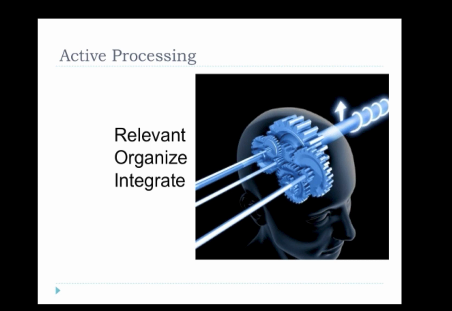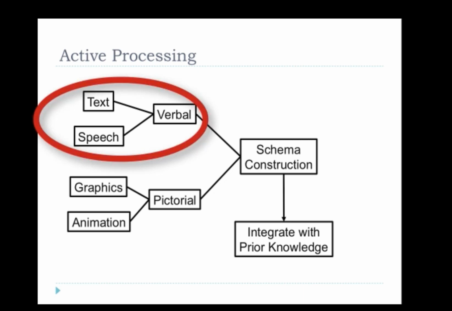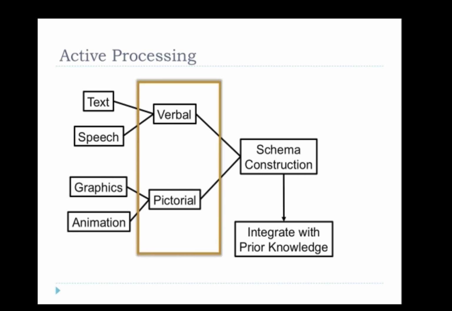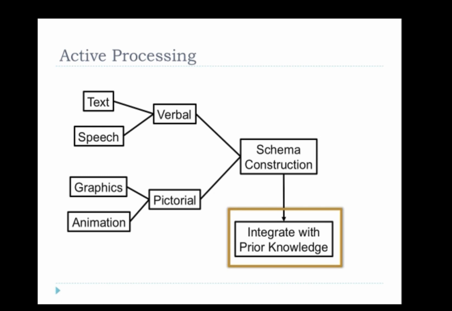Let's actually see how this happens. Here's how the brain actively processes information and stores it away for future use. You have text and speech both trying to go through the verbal channel. All graphics and animation are going through the pictorial channel. Both are processed together to make a memorable impression where a new schema is produced. It is then integrated with prior knowledge, and if it is important to the individual, placed in long-term memory. The power of this process is that it is done very quickly.